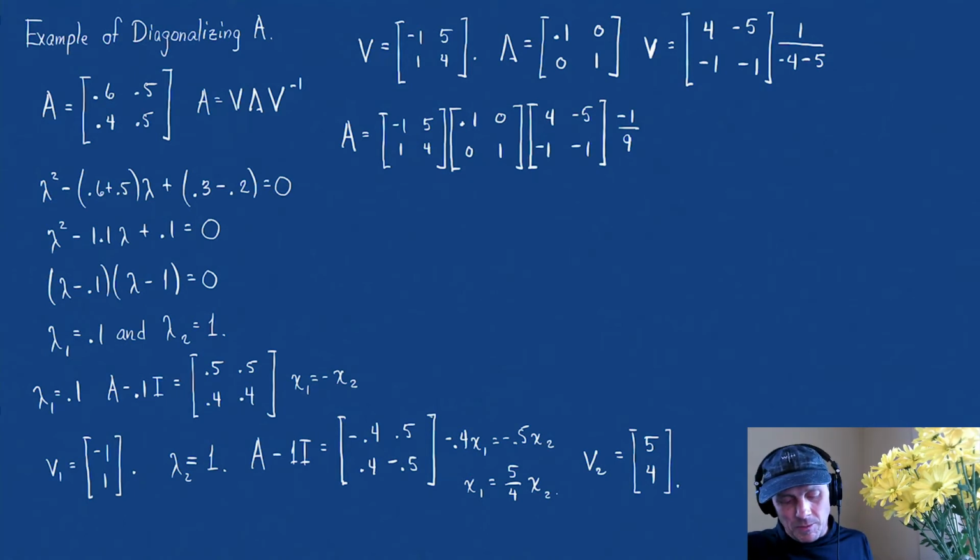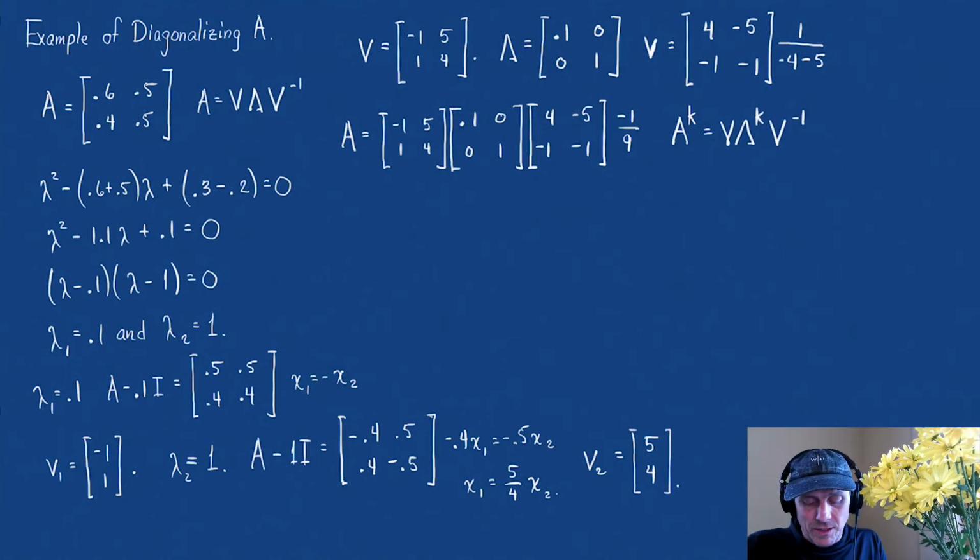But now let's remember, we said that the beauty of diagonalizing a matrix is that A raised to the k is equal to V, the eigenvector matrix, times the eigenvalue matrix raised to the k, times V inverse. The beauty of raising the diagonal matrix to the kth power is that all it affects is the diagonal entries, which are raised to the kth power. So let's find out, what is A to the k?